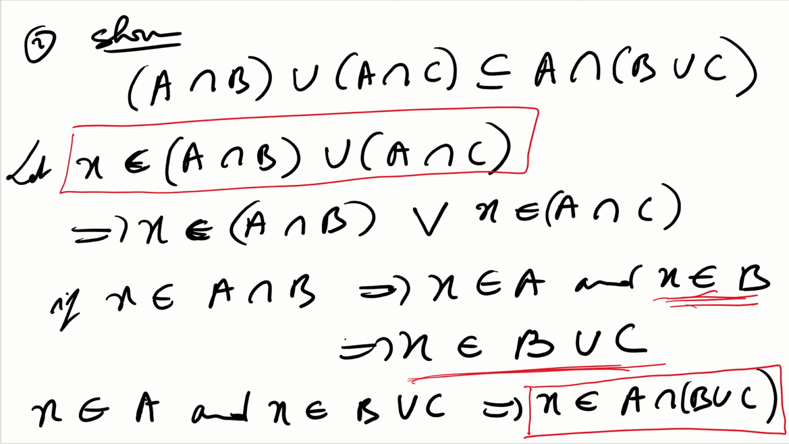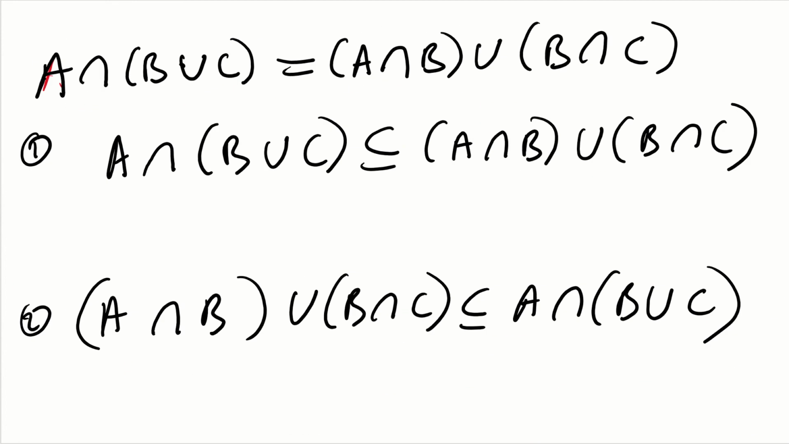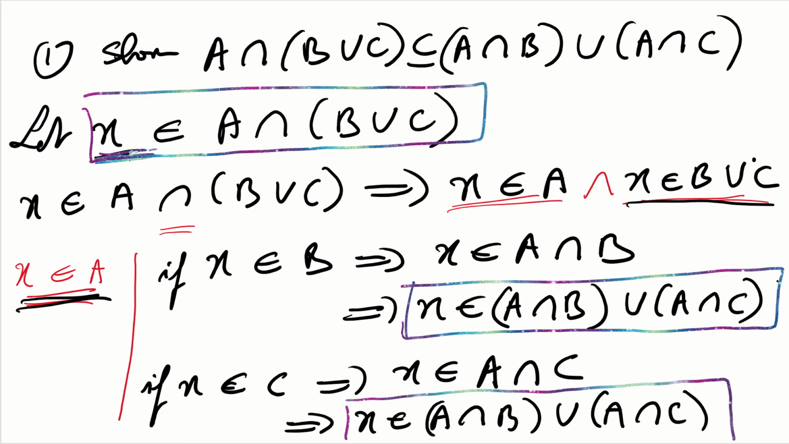But you have to be very careful. I'm just going to go back again and give you a better understanding of that. We started off here. Because x is in A intersection B union C, we can say that x is in A, because of the and, so we can say that x is in A and x is in B union C.